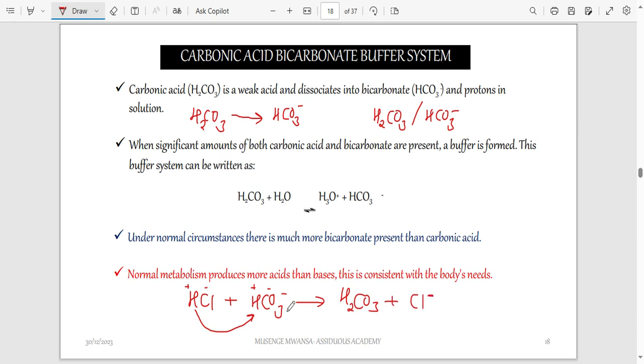Now in solutions, normally you are not going to see this guy alone as bicarbonate. Instead, why don't you see it like that?